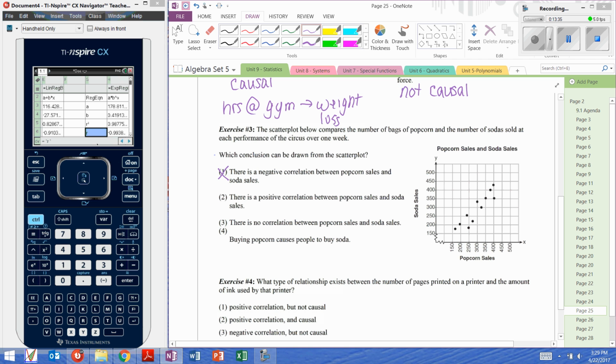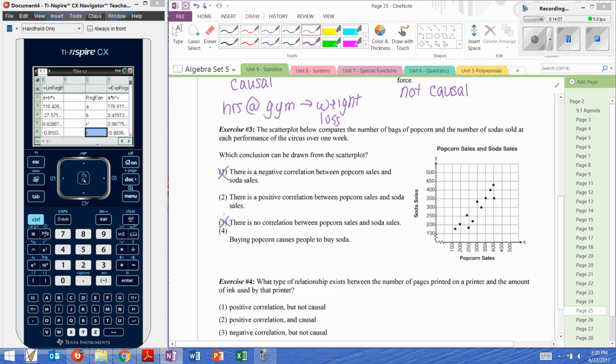2, there is a positive correlation between popcorn sales and soda sales. I think that that might be a good answer. We're going to hold off on crossing that off for now and read on to make sure that we pick the best conclusion, because a lot of times there could be 2 answers that seem correct, but one of them is better than the other. 3 says there is no correlation between popcorn sales and soda sales. That's not true. If there wasn't correlation, it would have looked like a snowstorm of points. So we can go ahead and get rid of that.